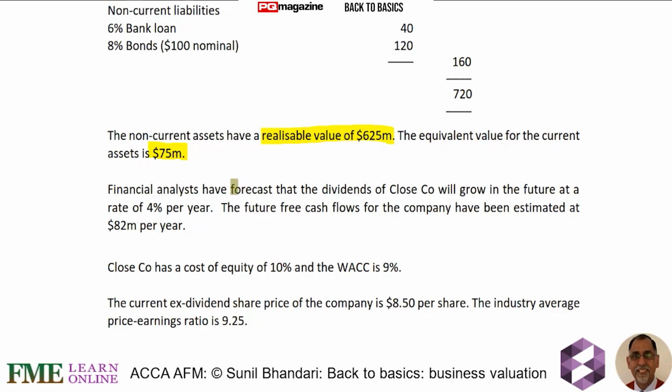The analysts have got a forecast that the dividends of the company are going to grow at a rate of 4% per year. As this is a back to basics lecture on business valuations, I've not gone through the financial maths of how to go through growth rates. However, in one of my earlier presentations in the Back to Basics series, in fact in the first lecture I did on the Back to Basics series, I covered financial maths, and that looked at growth rates.